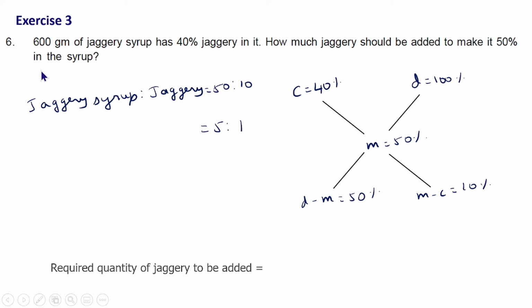So here it is given 600 gram of jaggery syrup has 40% jaggery in it. So the required quantity of jaggery that has to be added is 600 by 5 into 1. Since the ratio of jaggery syrup to jaggery is equal to 5 is to 1, the required quantity of jaggery that has to be added to make it 50% concentration is 600 by 5 into 1, or it is equal to 120 grams.